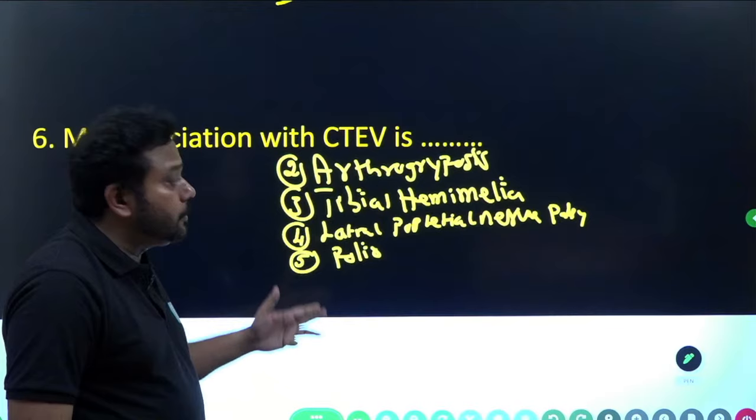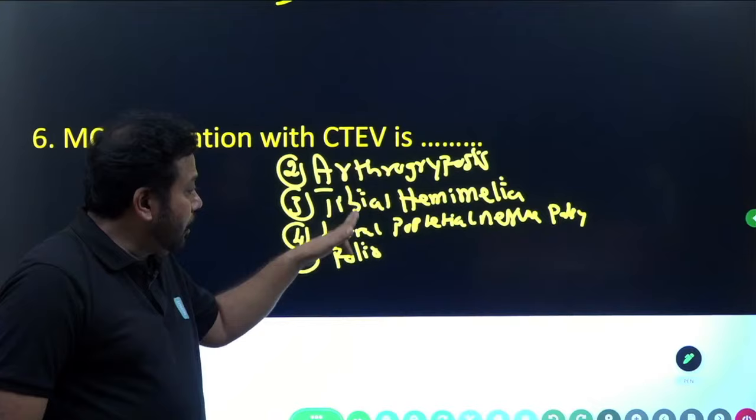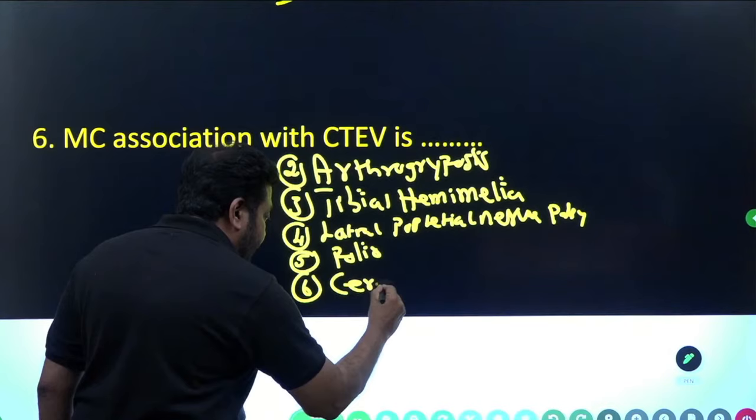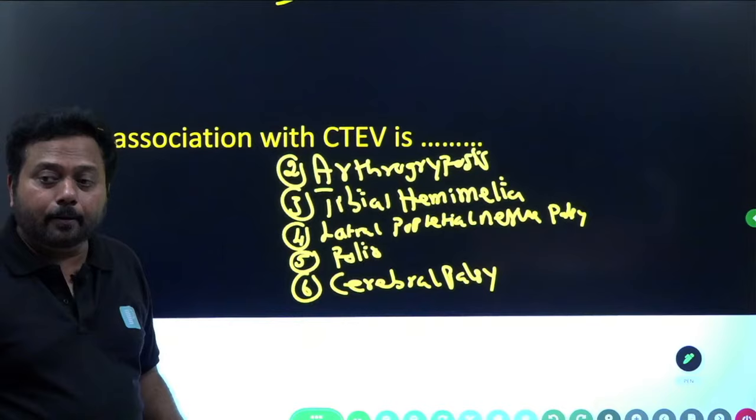These are the common ones. The most common is neural tube defect. Other things you should know are arthrogryposis multiplex congenita, tibial hemimelia, lateral popliteal nerve palsy, poliomyelitis, and aptly adds one more thing also, cerebral palsy. When you read, it will be in the same order in aptly. These are the associations. We will move on to the next one-liner.